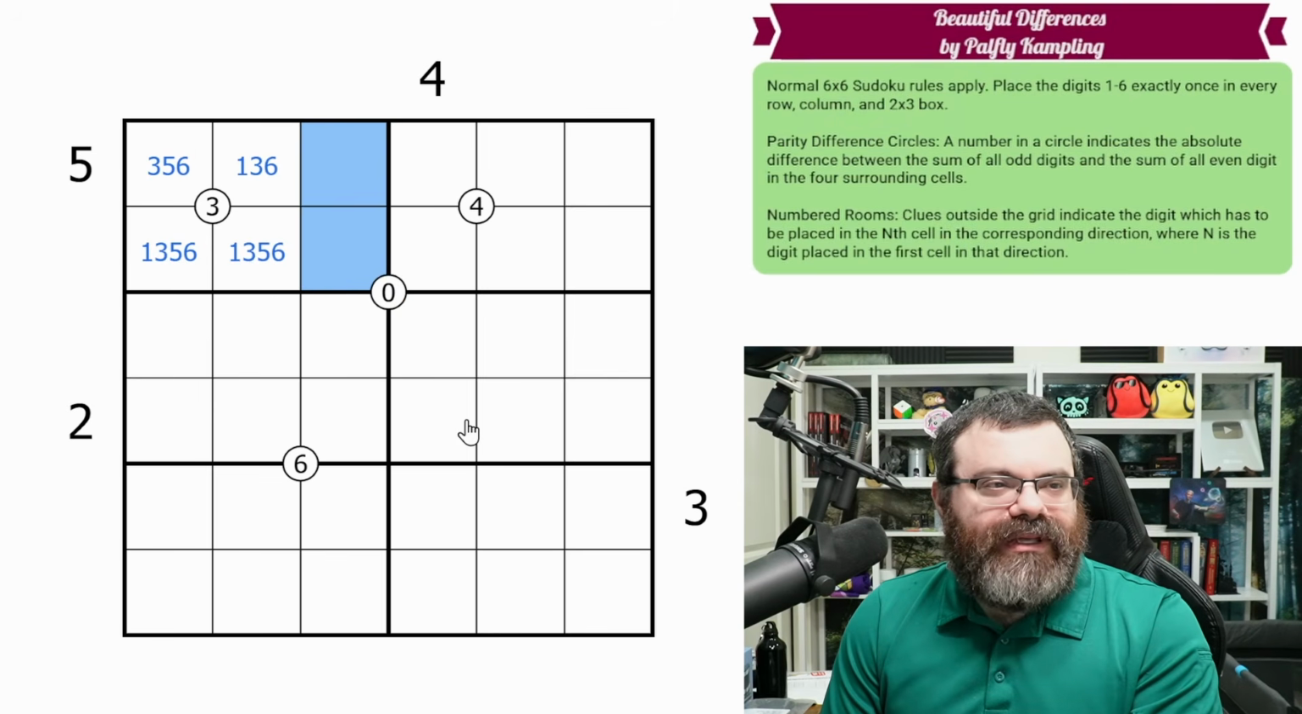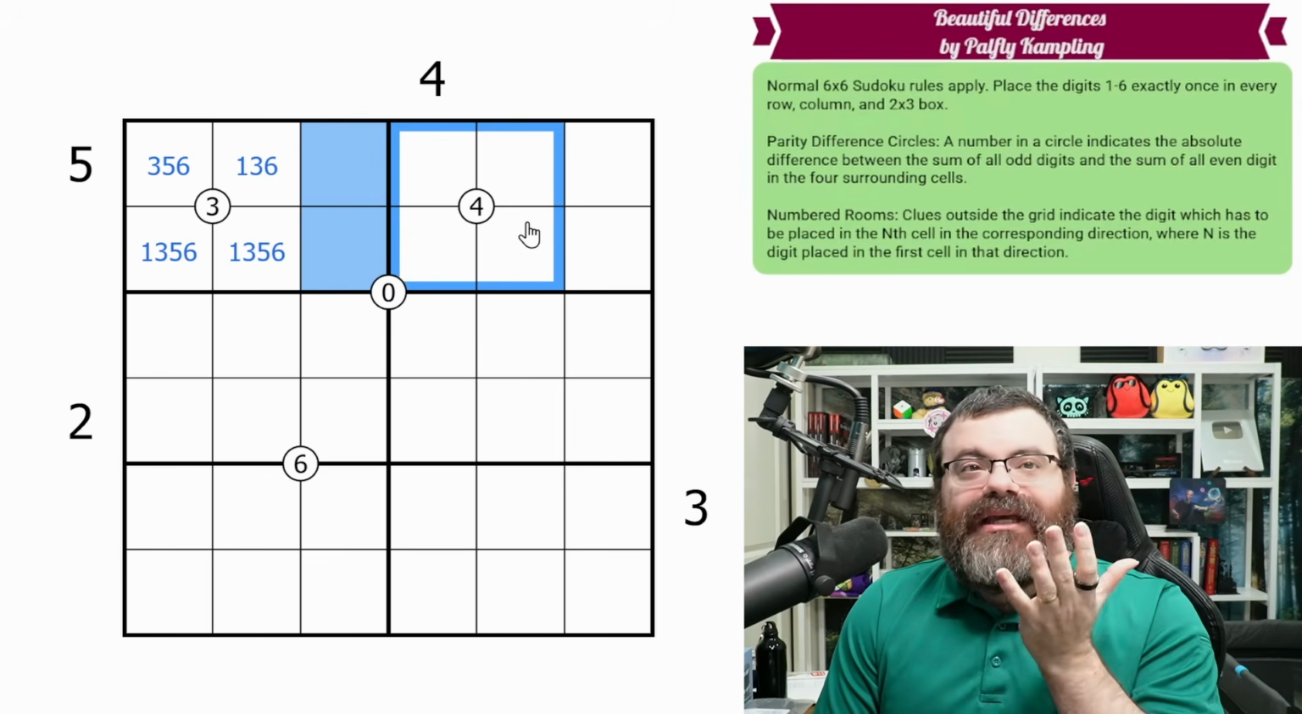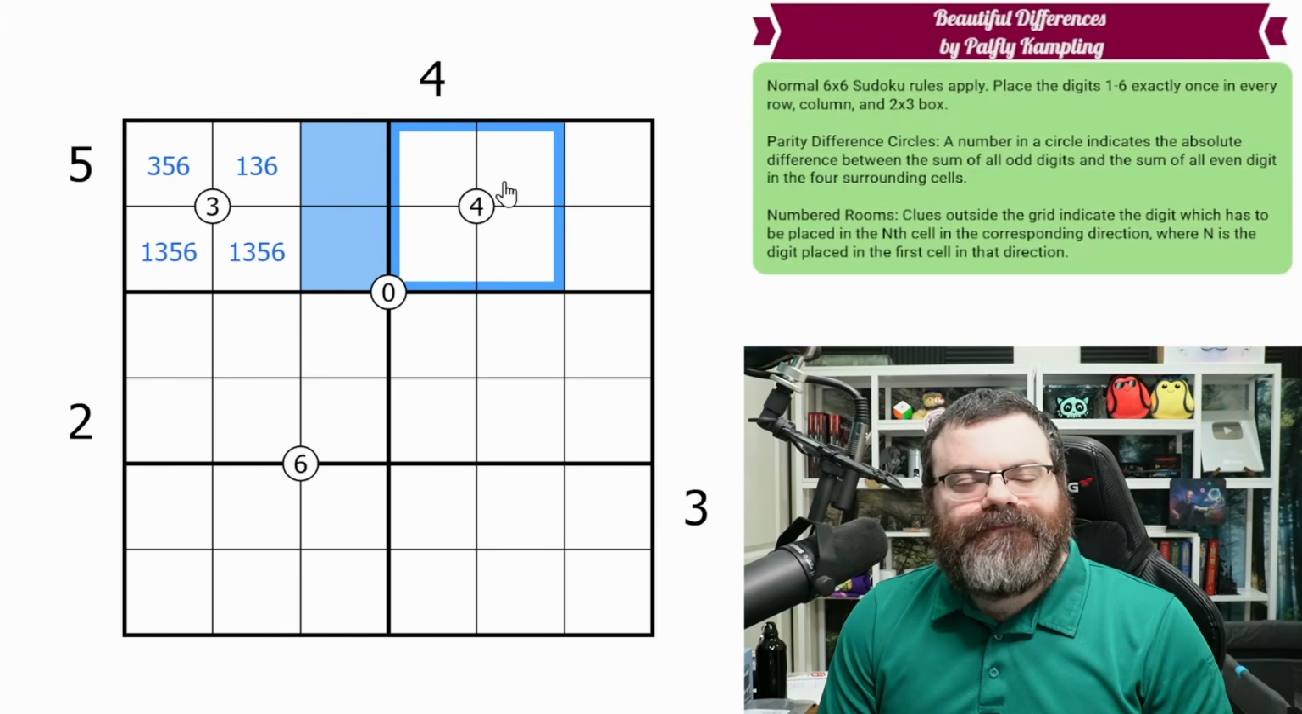All right. So what can we do then? Do we want to think about the 4? So I need an even minus an even. So the even ones are always going to have 2 odds and 2 evens.